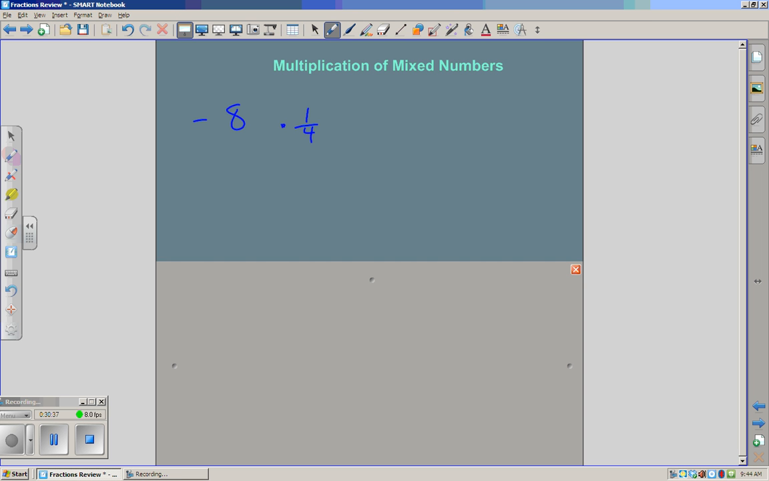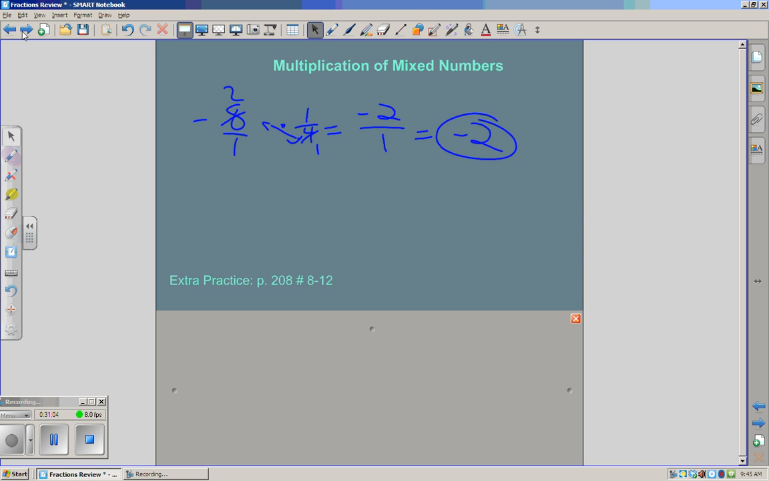All right, so we have -8 over 1. This is not a mixed number, but you know what? We'll get some more practice with those. So look if I can cross-reduce. These two can be cross-reduced. Both can be divided by 4. That gives me 1 and 2. -2 times 1 is -2 over 1. And my answer is -2. If you need additional help, page 208, numbers 8 through 12 are the place to go. And I will check those over if you would like.